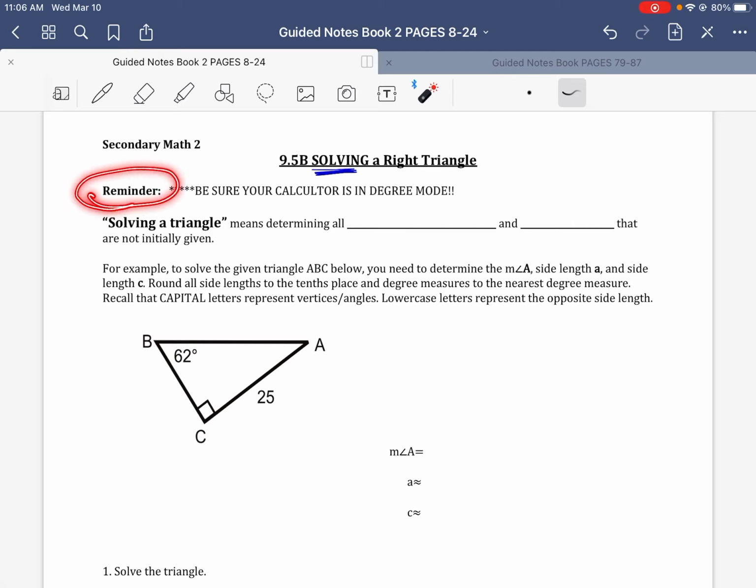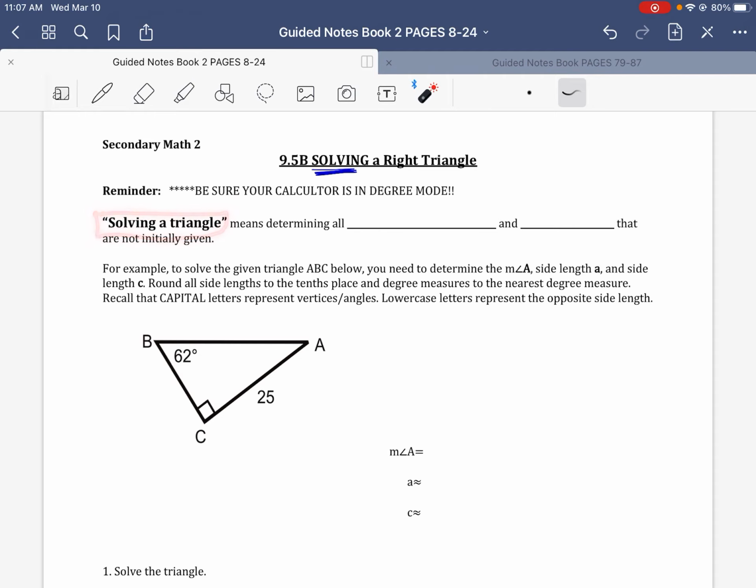So just a reminder, as we start using trigonometric ratios more and more, when we're doing degrees, make sure that we're in degree mode. So go ahead and change that into degree mode if you haven't already. Again, hopefully it's still there from the last two lessons.